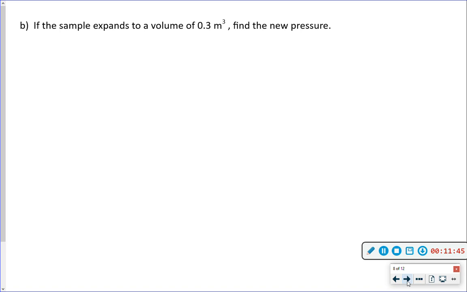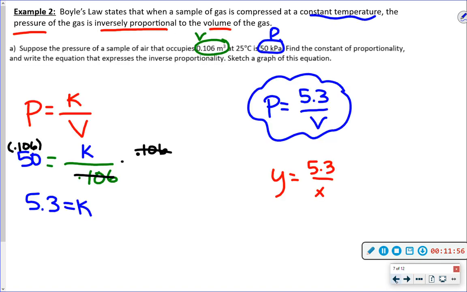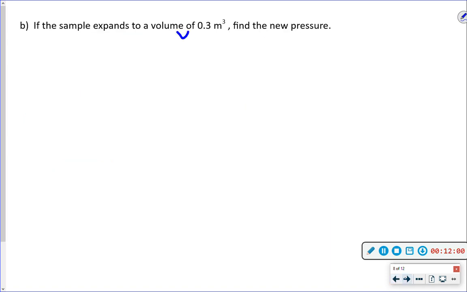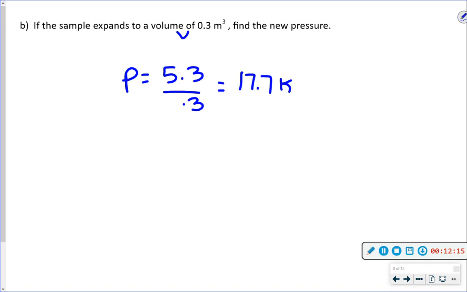You don't either. Okay, if the sample expands to a volume of 0.3 meters cubed, find the new pressure. So clearly I'm putting in 0.3 for the volume, so into this equation, I'm going to replace the V with 0.3, and then of course we're going to have to divide those out. So I'm going to have P equals 5.3 over 0.3. And of course, I just typed that in my calculator. I rounded that 5.3 to the tenth, so I'm going to do the same to the tenth here. And you should get 17.7. And your pressure, remember, is in kPa.